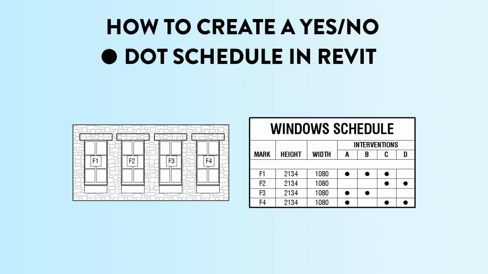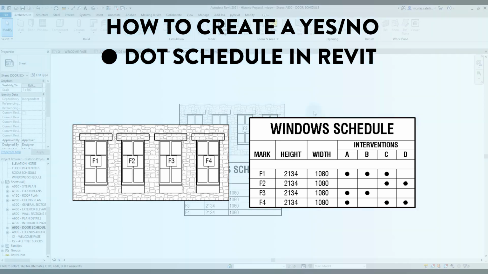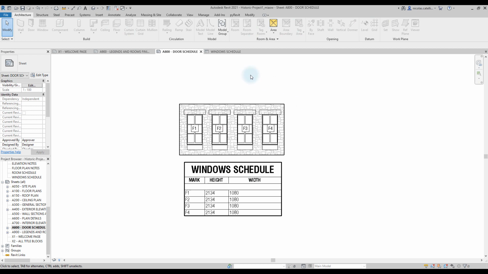How to create a yes/no schedule in Revit. In this example, we're going to showcase the technique on the restoration of windows for a historic building. Each dot will represent a specific intervention for each window. When you begin the process, you should have a window schedule that contains the mark, height, and width parameters.